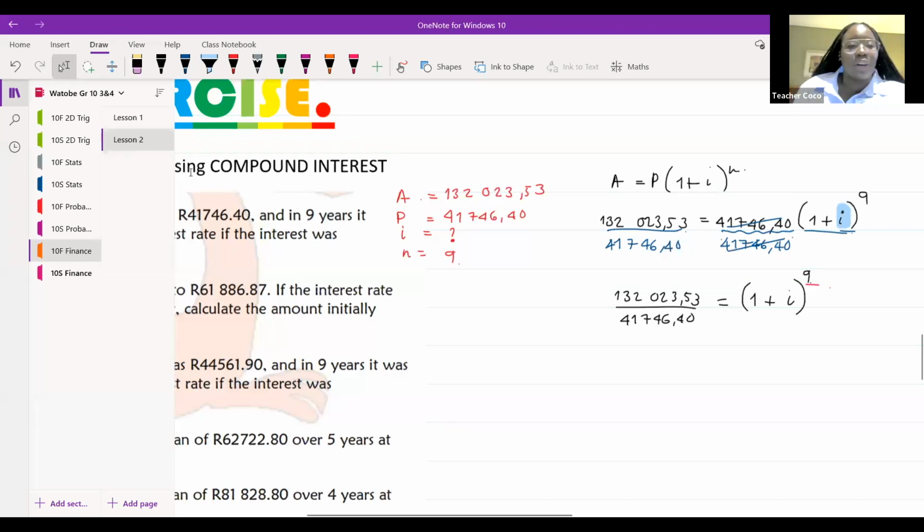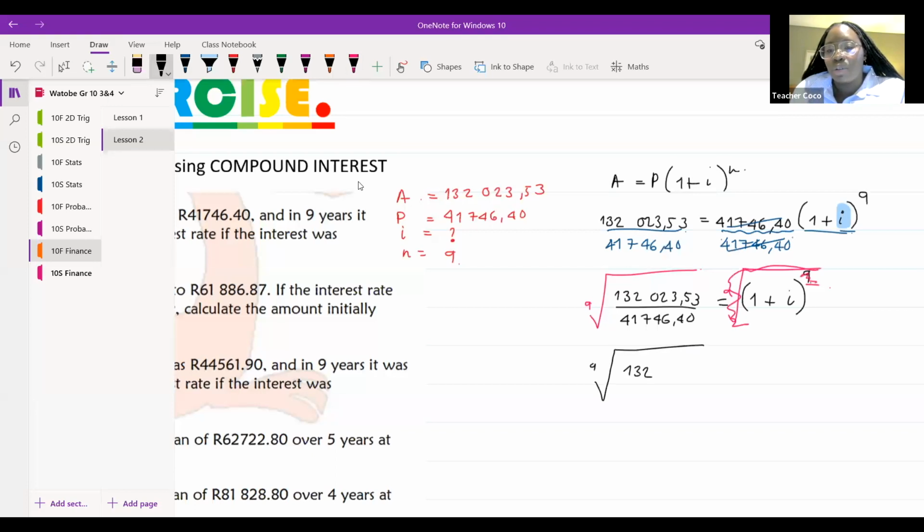And there's a sign for that on your calculator. We're going to take the 9th, and that's going to cancel that. This and that will cancel. So now I have the 9th root of 132,53 over 417,40 is equal to, I'm going to place over here, 1 plus i. Now I'm almost there. What's missing?